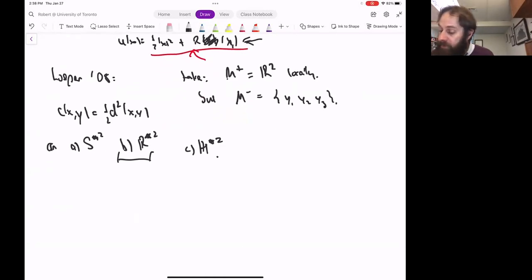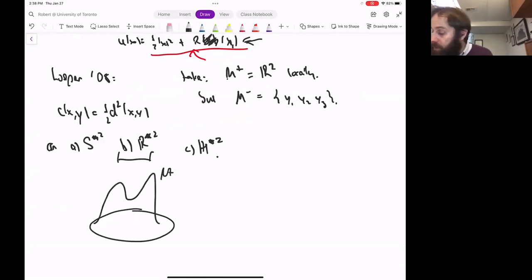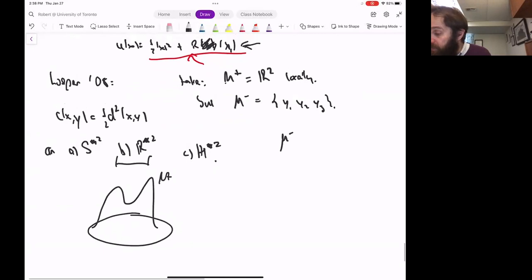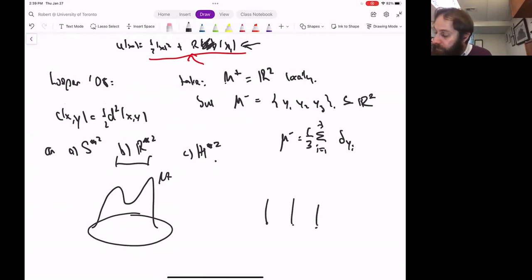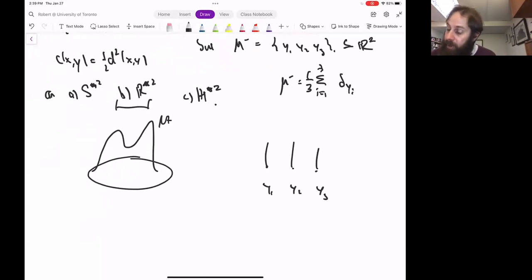So in other words, whichever model I'm in, I have some initial distribution mu plus, and I want to map it to a mu minus. These are still sitting in R2 or whatever. Mu minus is going to be a sum as i counts from 1 to 3 of a Dirac measure sitting at y_i, maybe with weight 1/3. So I have these 3 Dirac measures at y1, y2, and y3. And then I want to know which part of mu plus maps to y1, which part maps to y2, and which part maps to y3.